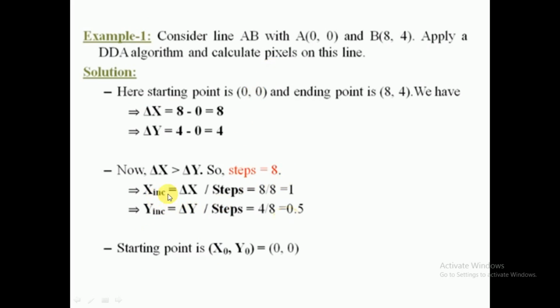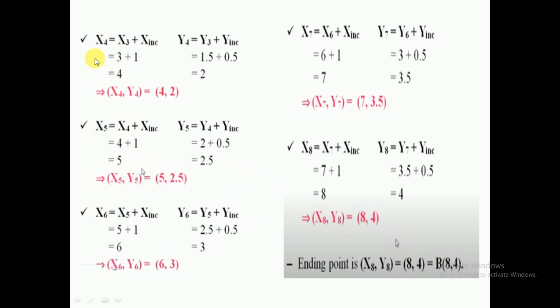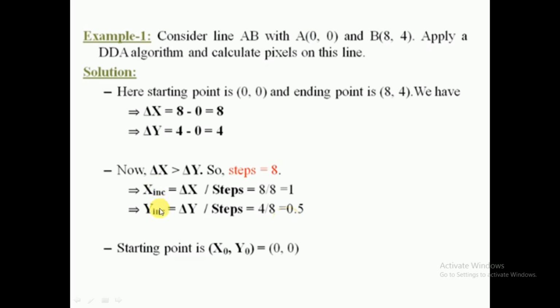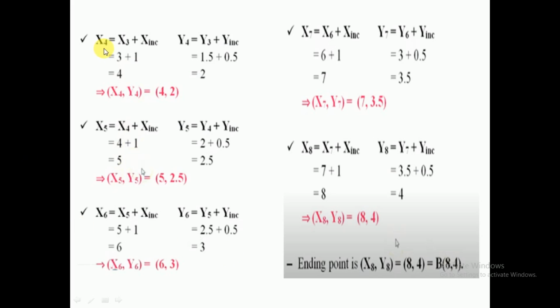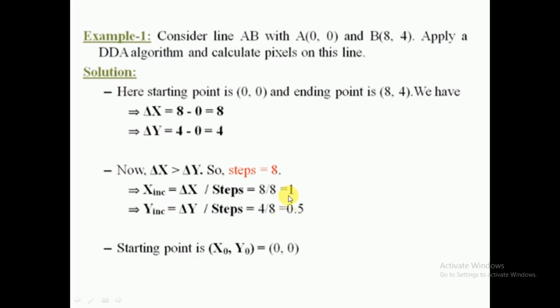Then x increment is delta x by steps, that is 8 by 8, which is 1. Y increment is delta y by steps, that is 4 by 8, which is 0.5. First you draw the starting point, x0, y0, that is (0, 0). Then what is the next point? If it is x4, then x4 is x3 plus x increment, that is 3 plus 1, which is 4. Like that you can calculate the intermediate terms.